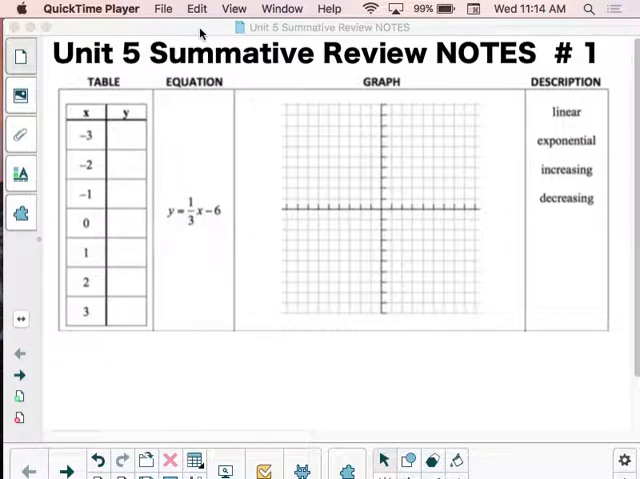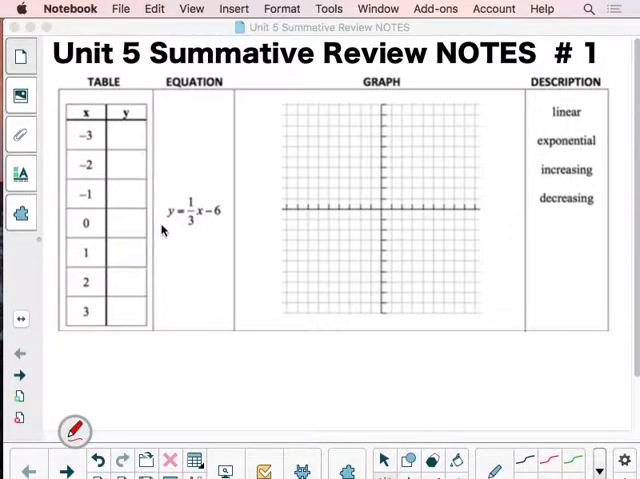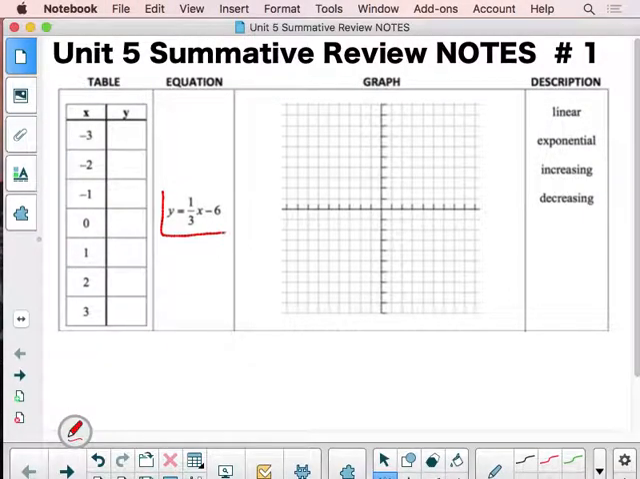Each of these problems is going to be very similar in that you're dealing with a table, an equation, and a graph. We're going to give you one of the three and ask you to find the two that are unknown. For this example, you've got the function y equals 1/3 x minus 6. We need to figure out how to fill out the table and then complete a graph, and it doesn't matter which one you do.